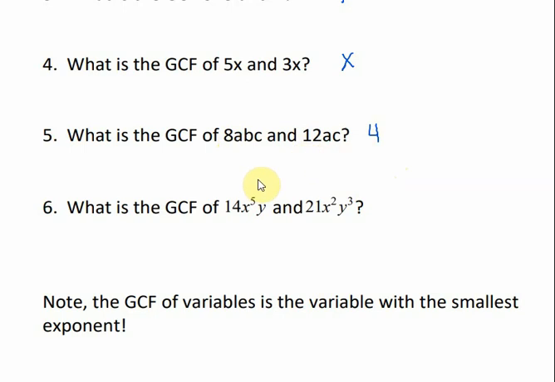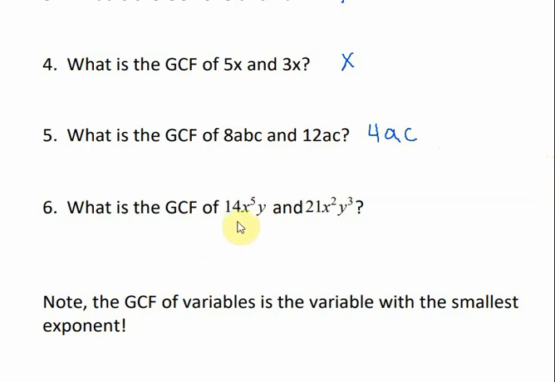Okay, let's see what else they have in common. Both terms have an A. Only this term has a B, so B is not something that they have in common. And then they both have a C. So 4AC would be the greatest common factor of these two terms.